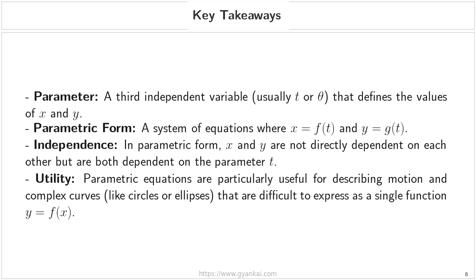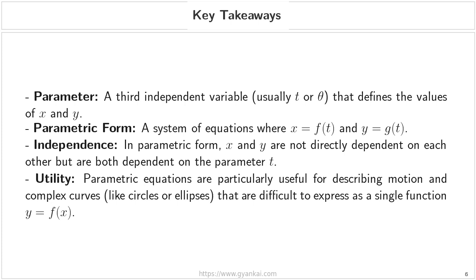Finally, let's consider the utility of this approach. Why do we use this instead of standard equations? As we observed with the circle and the projectile motion example, parametric equations are exceptionally useful for describing physical motion and complex curves, such as ellipses. These are often very difficult, or even impossible, to express as a single function where y equals f of x.